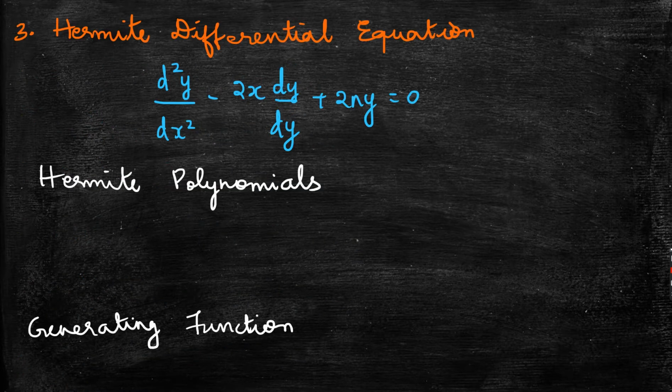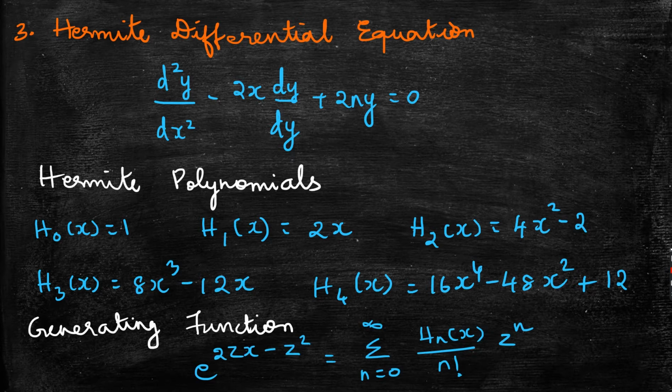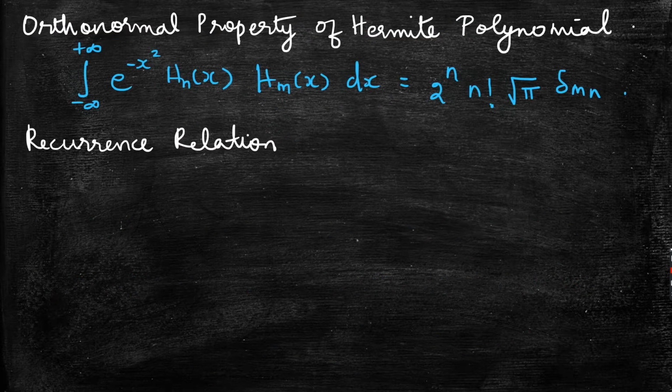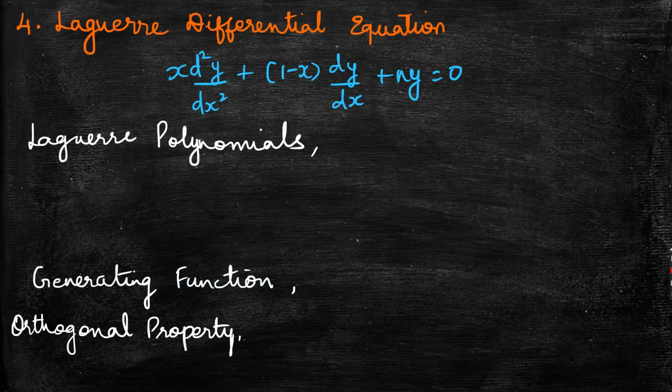So next is the Hermite differential equation, which is of this form, and a few Hermite polynomials with their values, and the generating function is of this form. And the orthonormal property of the Hermite polynomial is as such, and the points at which our Hermite polynomial diverges are -infinity and +infinity. And these are a few recurrence relations.